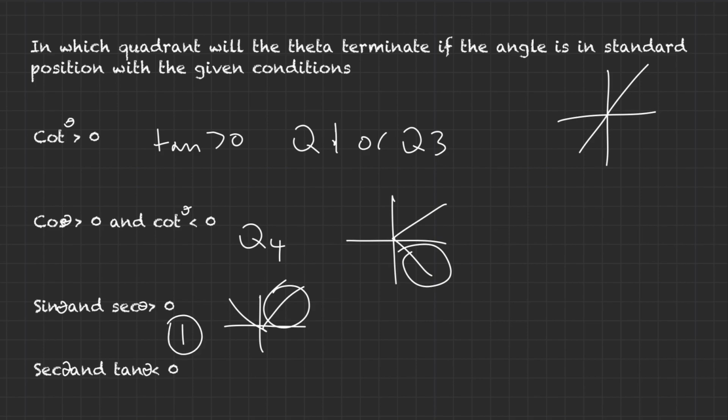And then with both of these being negative, that is going to be quadrant number 2. Because here, tangent is negative, and then the secant, or 1 over cosine, is negative. So, 2. Good.